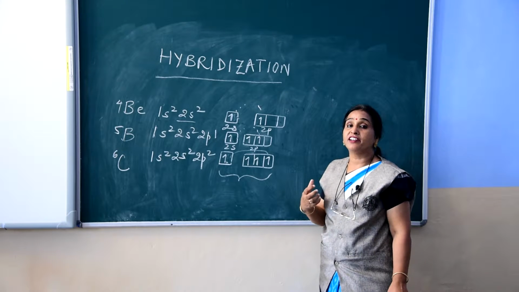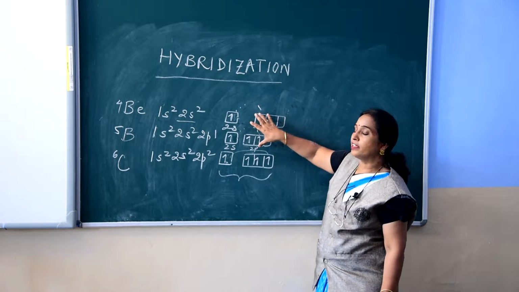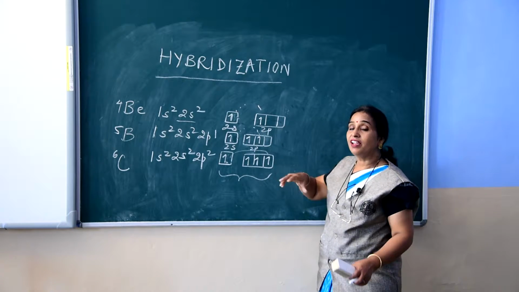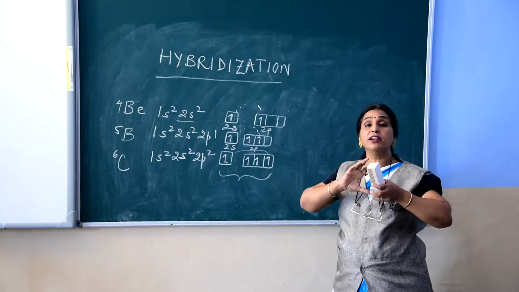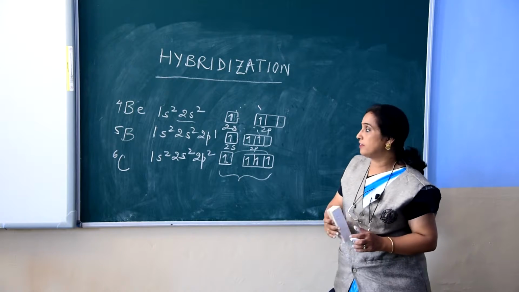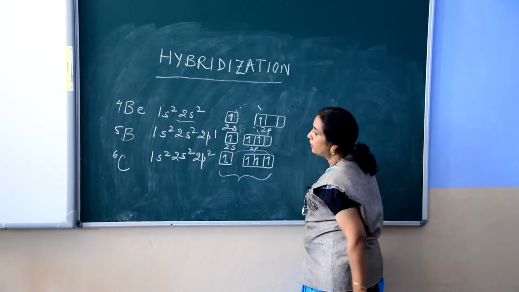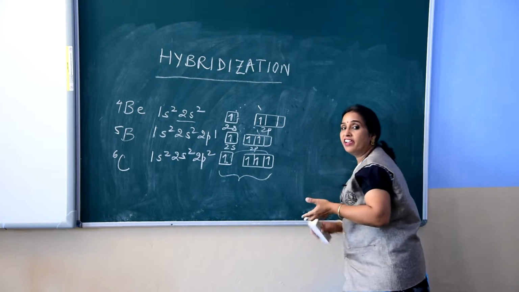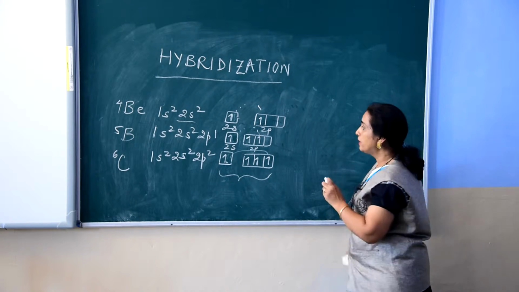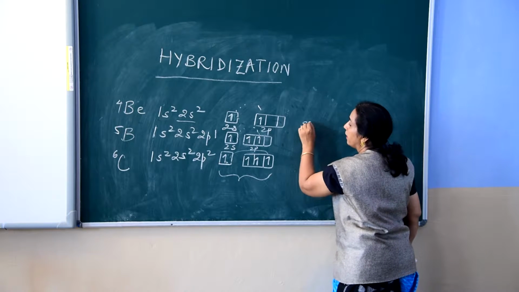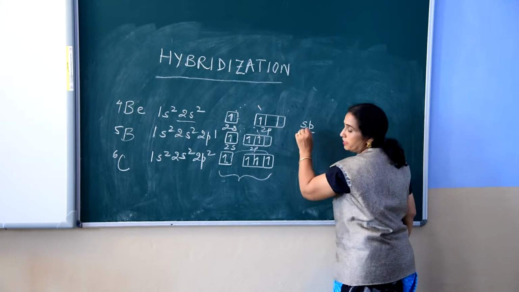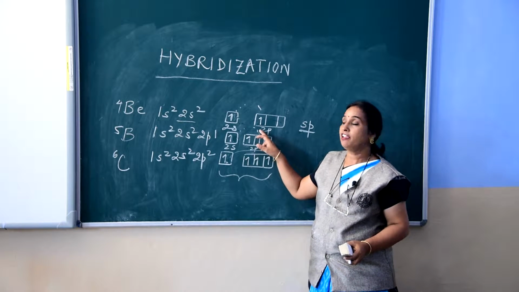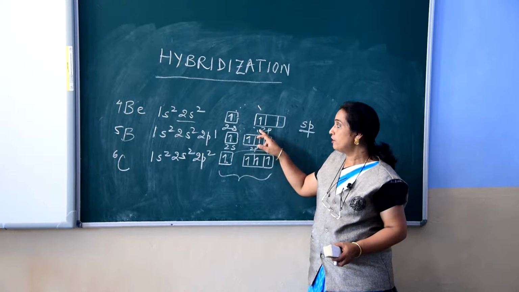Then what is the criteria for hybridization? Just making them available and bonding does not mean hybridization. Making them available and then resulting in the intermixing of these orbitals. In case of beryllium, if this 2s and 2p intermix together completely, we will get an sp hybridization. 2s and 2p completely mixing, we get sp hybridization.